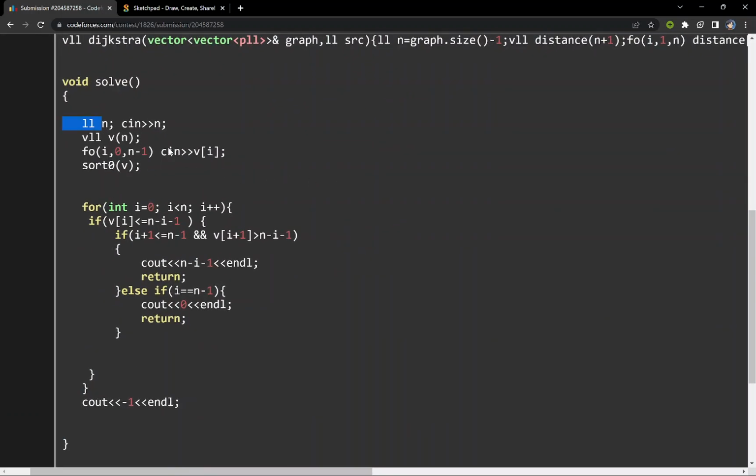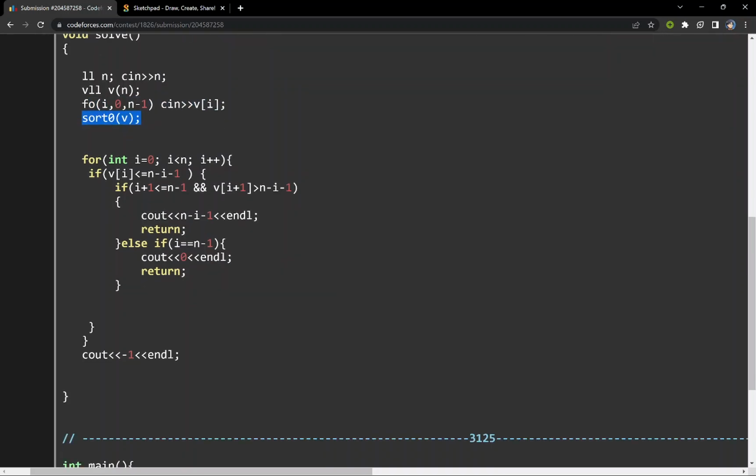I have taken n as input and the v vector as input, and then I have sorted the array. After sorting, I find whether he is telling the truth or not. If he is telling the truth, then v of i should be less than or equal to n minus i minus 1. N minus i minus 1 is the number of persons who are telling a lie at this particular partition, right? Now if the number of liars is greater than or equal to v of i, then for the next person who is telling a lie, v of i plus 1 should be greater than or equal to n minus i. In this case, if both are satisfied, we will return the number of liars.